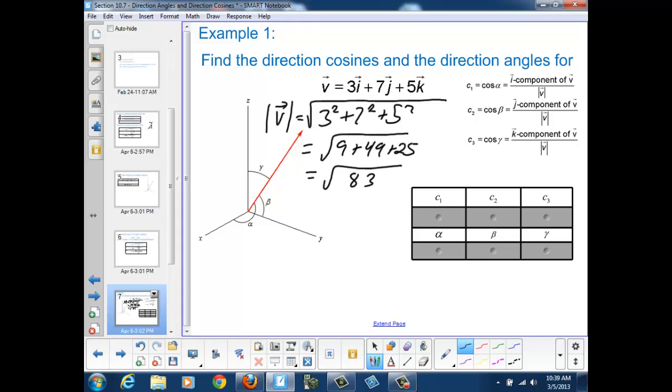So our C1 will be the i component, 3 divided by the square root of 83. And our C2 will be the j component, 7 divided by the square root of 83. And our C3, our direction cosine of gamma, will be 5 divided by the square root of 83. To determine our angles, we need to take the inverse cosine of each of those direction cosines.